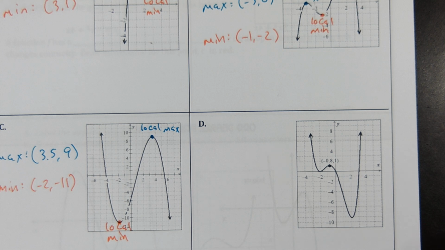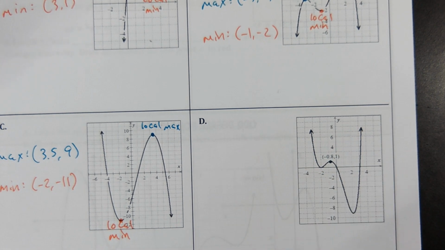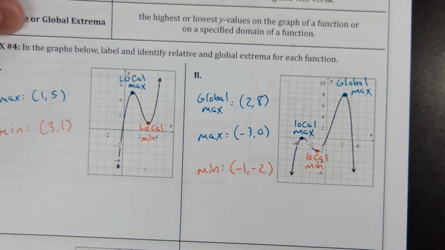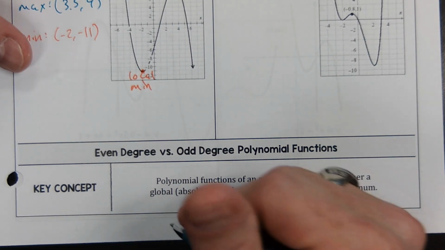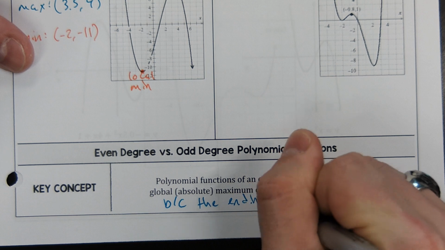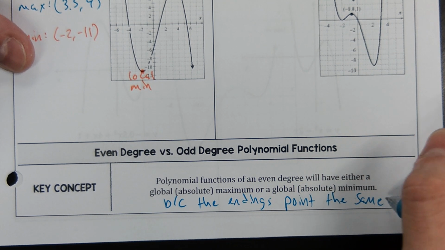It's not so much that they're U-shaped, but they could be, but specifically it's the endings, right? So you could imagine they're U-shaped between their endings. Even degree polynomials, the two endings always point the same direction. That means they will have a lowest point, or they will have a highest point. This one has a lowest, this one has a highest. So why? This is because the endings point the same direction.